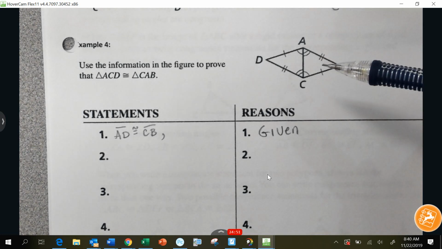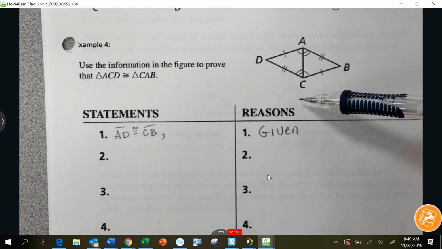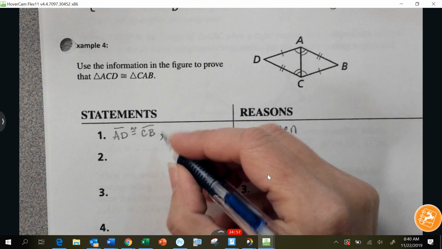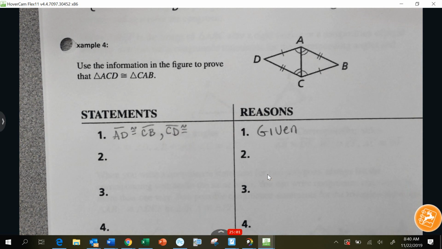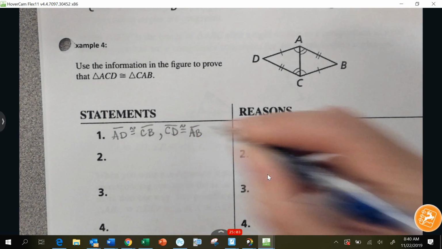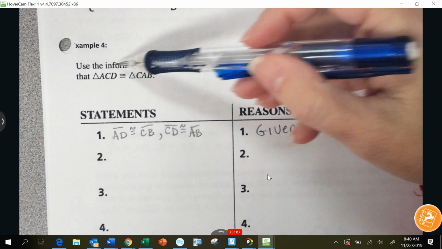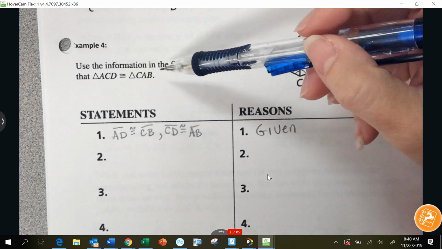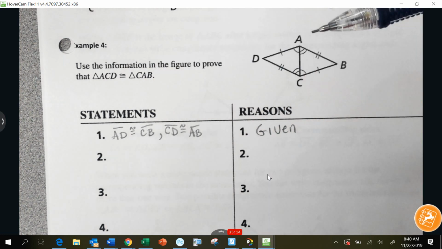Stephen. In this first triangle on the left, I'm going to say CD is congruent to what? AB. Very good. So that's given. Now our goal is to show that the triangles are congruent. To show that the triangles are congruent, we have to show all the sides and all the angles congruent. I have two sides already given congruent.